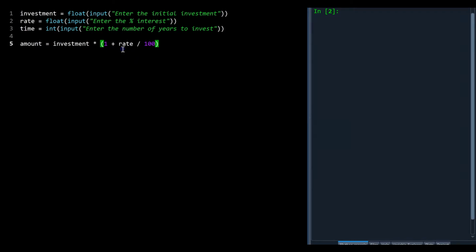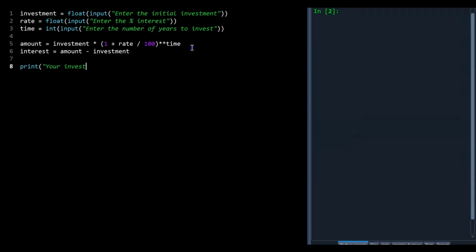And then we will multiply by the time, or rather raise it to the exponent time. So we need the 2 asterisks to do exponents. I believe the problem did say it also wanted to display the amount of interest that you earned. That would be the difference between this value here and the actual investment. So interest equals amount minus investment. And then we can just print those values to the screen.